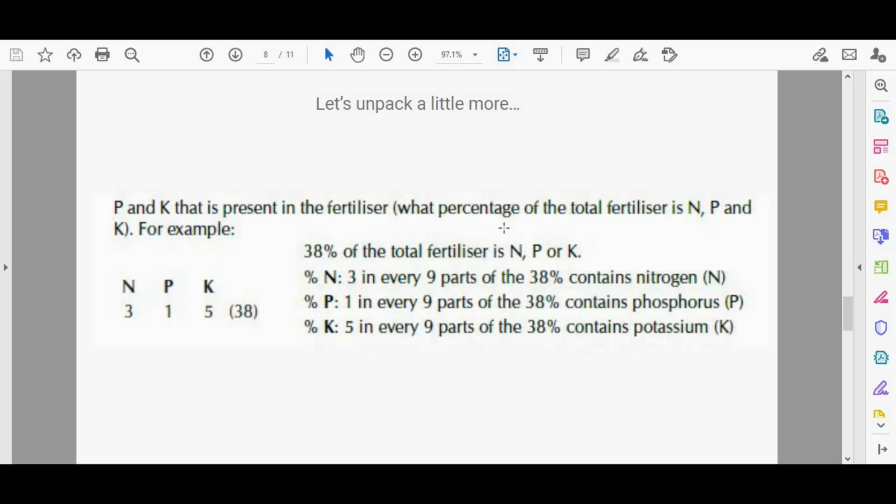Meaning that the percentage of nitrogen is that 3 in 9 parts of the 38% contains nitrogen. Percentage of phosphorus would be 1 in every 9 parts of the 38% contains phosphorus, and the percentage of potassium would be that 5 in every 9 parts of the 38% contains potassium. That's how that number is read. That's how every other ratio and number shall be read. Quite basic.